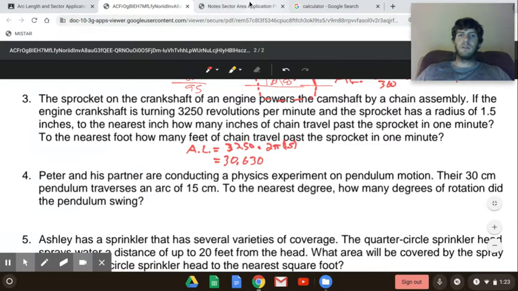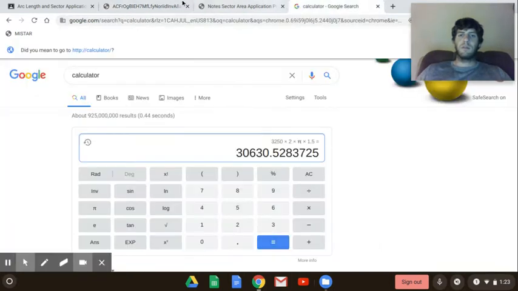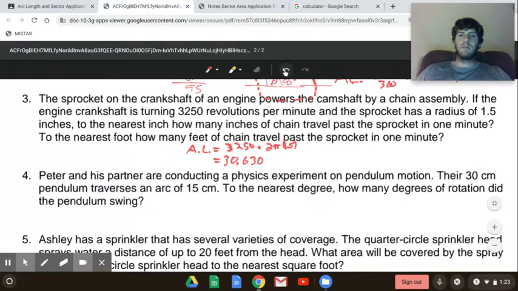To the nearest inch. So 31 inches. Okay. And if you want to convert that to feet, we do 30,631 inches, and there's 12 inches in a foot.